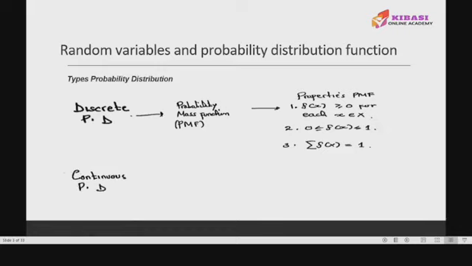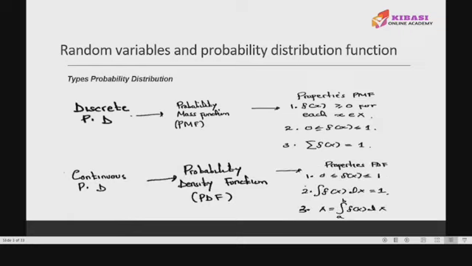Lakini type ya pili tuna continuous probability, ambayo ndani yake kuna probability density function, ambapo property zake tunasema ni 0 is less than or equal to function ya f(x), and function ya f(x) is less than or equal to 1. Ukichukua integration ya function ya f(x) dx inatakiwa iwe ni sawa na 1. And ya mwisho, ukichukua integral ya f(x) dx over the range a to b.